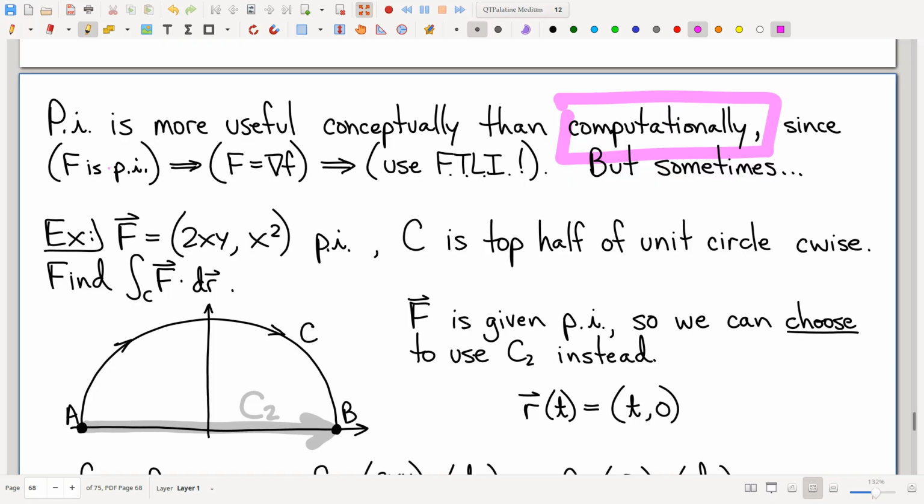Computationally, if it's path independent, well, that means it's a gradient. Wait a second. If it's a gradient, I could just use the fundamental theorem of line integrals. The fundamental theorem of line integrals is a sledgehammer for computations. We'd have to compute f of b minus f of a, but we don't need help with that in most cases. Right? So computationally, who cares? How is having an alternative to the fundamental theorem of line integrals really all that helpful?